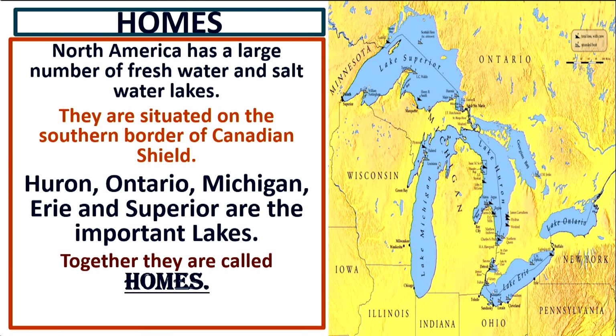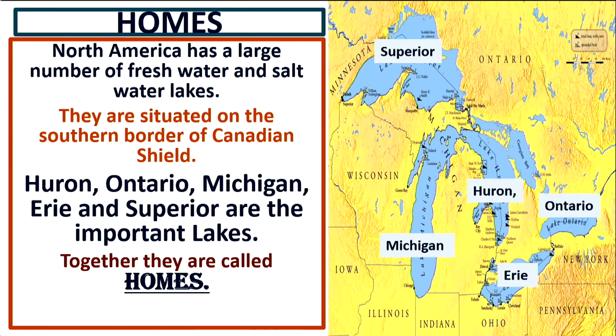Okay, now let's come back to HOMES. HOMES is nothing but the collection of all the important lakes. North America has a large number of freshwater and saltwater lakes. They are situated on the Canadian Shield, as I told you before. Huron, Ontario, Michigan, Erie, Superior are the important lakes here. Okay, all the lakes I have mentioned here, all together are called HOMES.